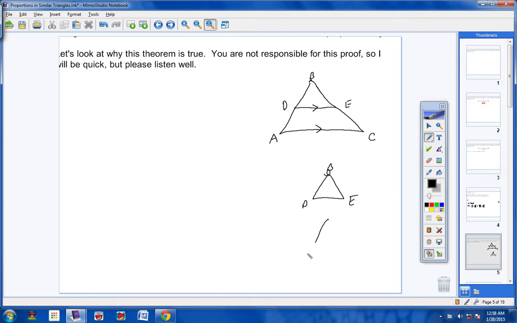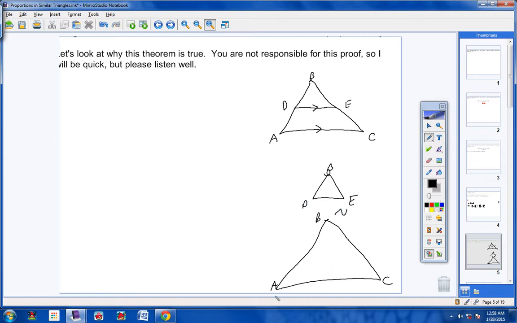Here's my big triangle right here. I'm not trying to be neat. I'm going fast. B, A, C. Now, we know this angle here is congruent to this angle here because two parallel lines cut by a transversal. Corresponding angles are congruent. We know this angle here is congruent to this angle here. So we definitely have similar triangles, okay? So this little triangle here is similar to this triangle here, okay?